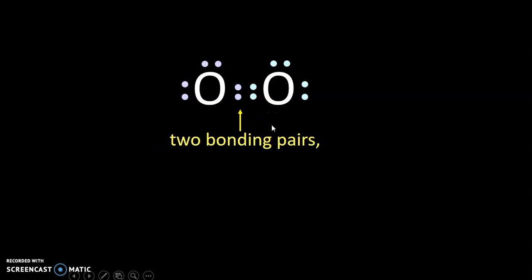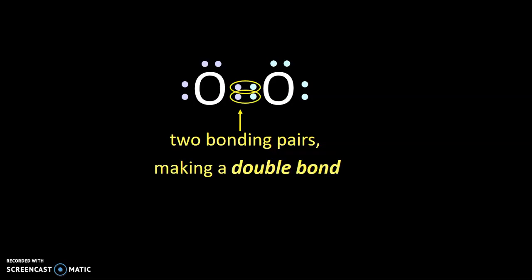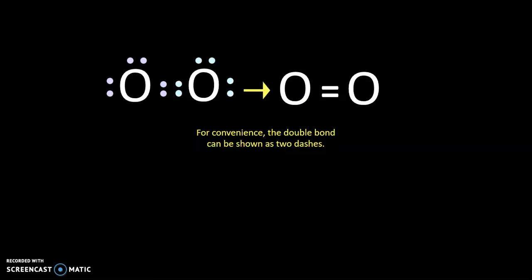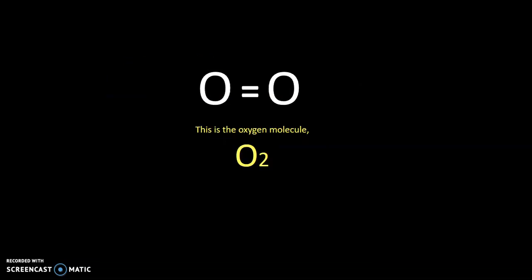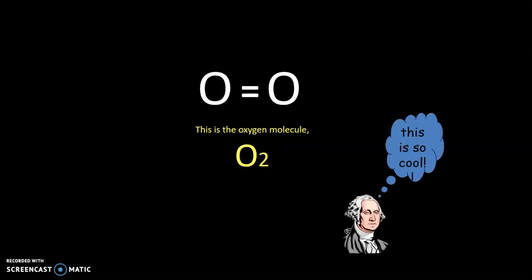So what that means is, in the middle, we now have two pairs being shared, we have two bonding pairs. And that gives us what we call a double bond. Now, the same way that in the chlorine atom, the single bond could be shown by one dash, the double bond can be shown by two dashes. And that shows us the oxygen molecule O2.